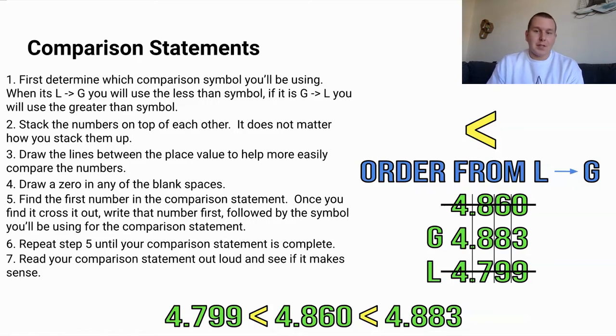Now, one thing you may notice is that I kept the zero when I created my comparison statement. You could leave that out. You could have left it at 4 and 86 hundredths, but I like to include it just so it's a little bit easier to compare.